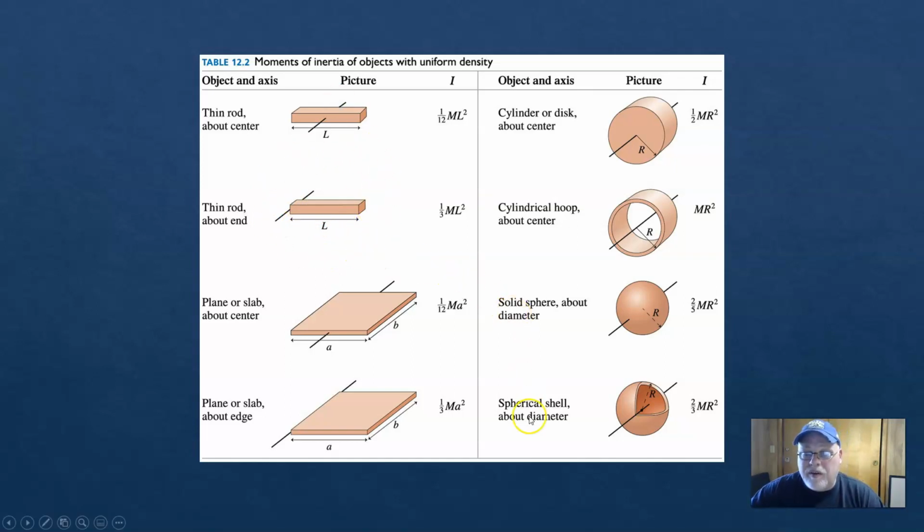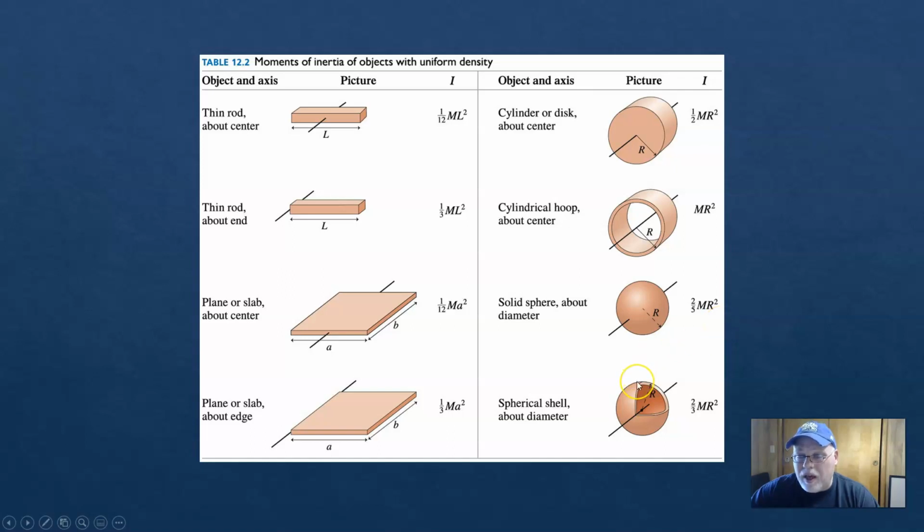The solid sphere versus the spherical shell, down here. Both of these spheres have the same mass, but they don't have the same shape. Now, both of them are rotating about the same axis. So for a solid sphere, we've got an axis going through the center, okay? And so it's going through a diameter. And so the moment of inertia for a solid sphere is 2/5 mr squared.